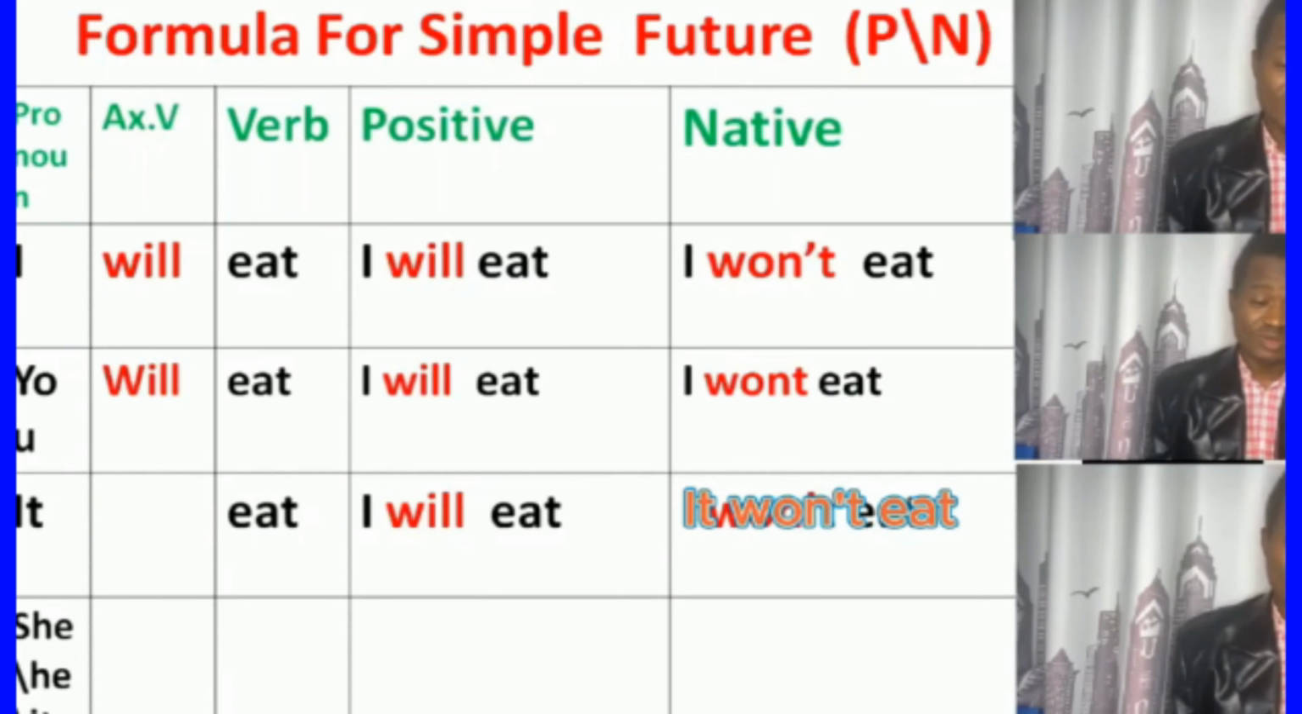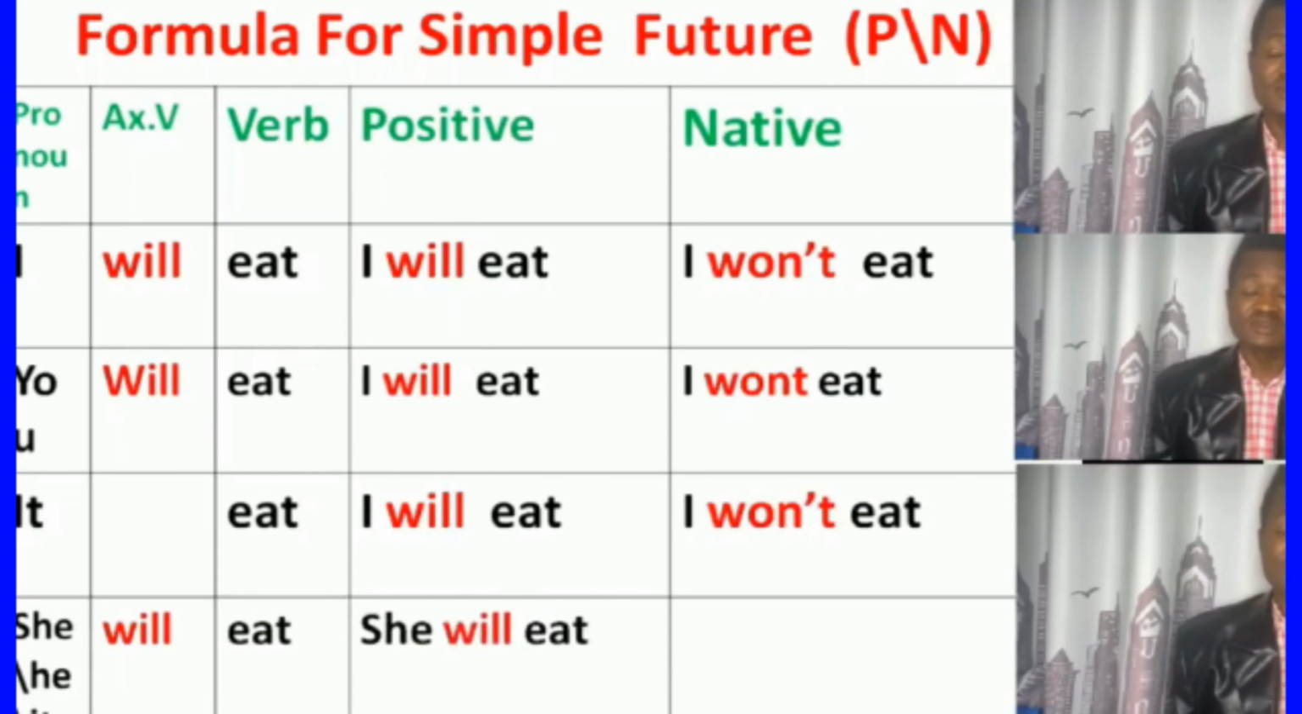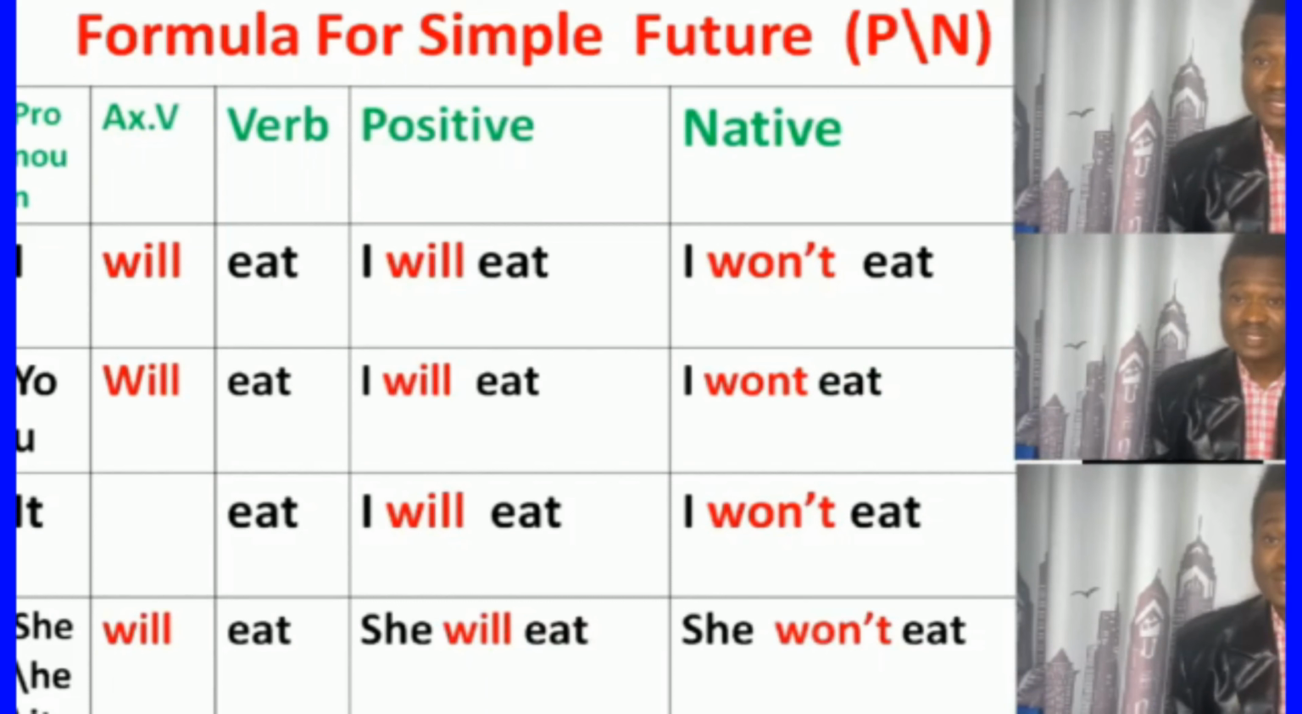Just like I said, for the third person pronouns we have he, she, it. We already talked about it, so now let's talk about he and she. The auxiliary verb remains the same, and the verb is eat. The positive is she will eat, or she'll eat. The negative form is she won't eat. Won't is a contraction for will not, so I can also say she will not eat.